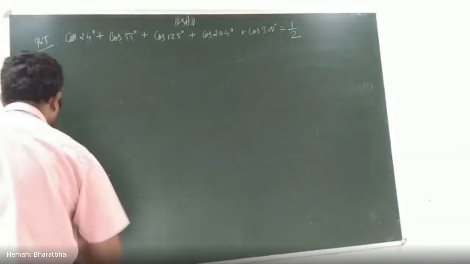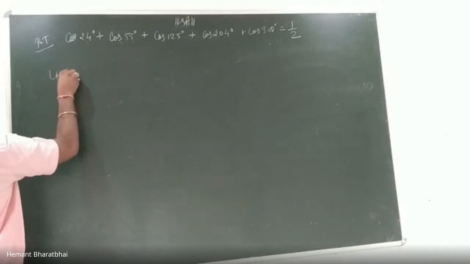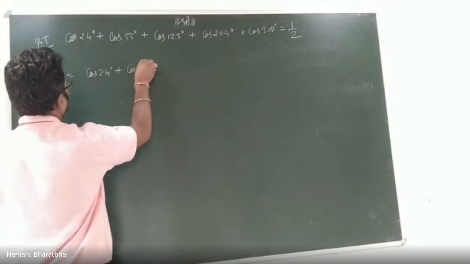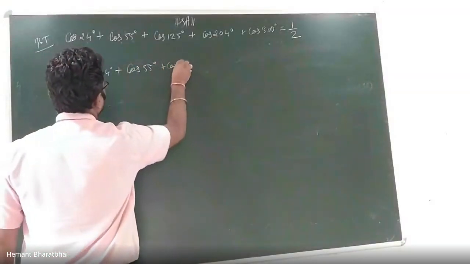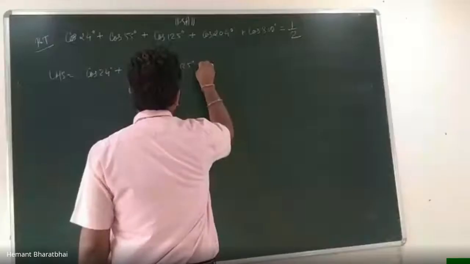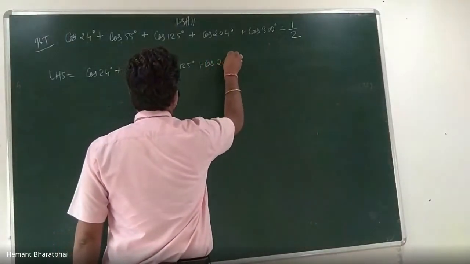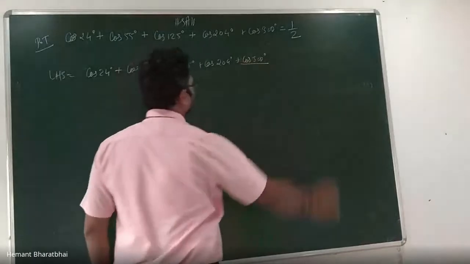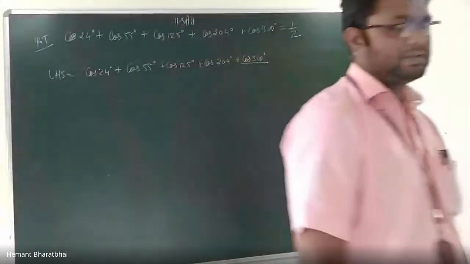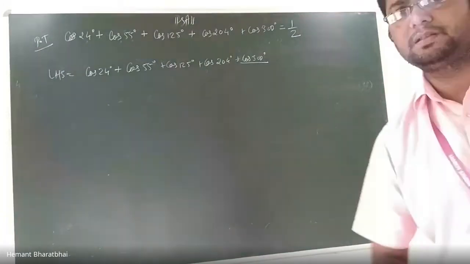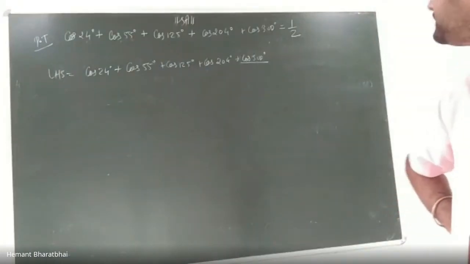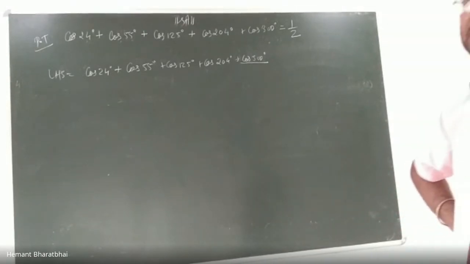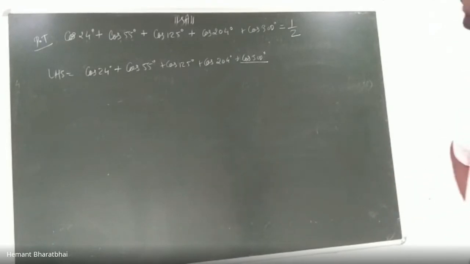Okay, so let's take the LHS. My LHS is cos of 24 degrees plus cos of 55 degrees plus cos of 125 degrees plus cos of 204 degrees plus cos of 300 degrees. I am not worried about cos 300 degrees because it is going to give me an answer in a standard angle. If I do 360 minus 60, I get 300. So 360, that is 2 pi, and 60, that is a standard angle. So I need not worry about cos 300 degrees.